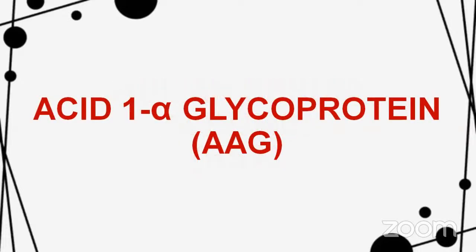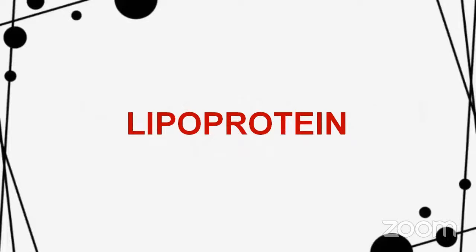Next, alpha 1 acid glycoprotein, shortly known as AAG. Its molecular weight is about 44,000, and it is also known as orosomucoid. It binds to basic drugs like imipramine, quinidine, and propranolol. Lipoproteins. The plasma concentration of lipoproteins is much less compared to alpha 1 acid glycoprotein and albumin. Many highly lipophilic drugs bind to lipoproteins.